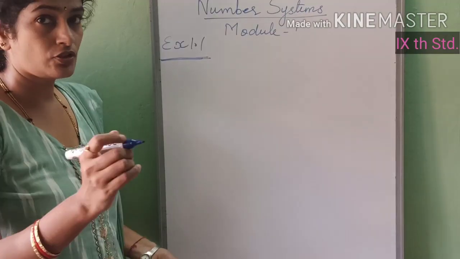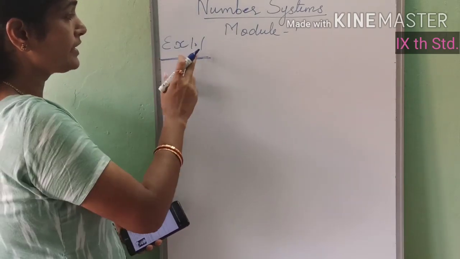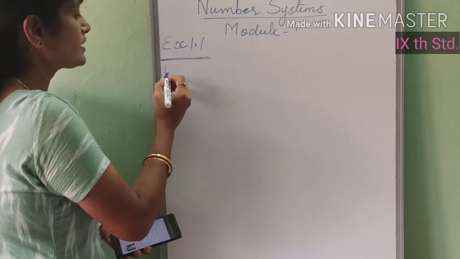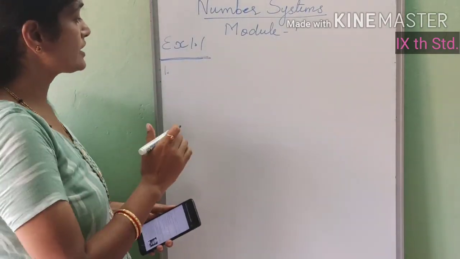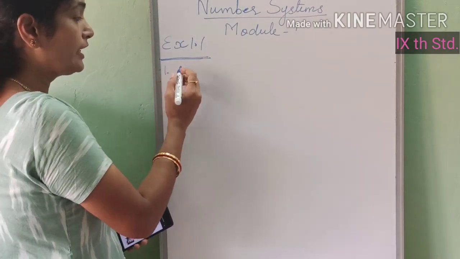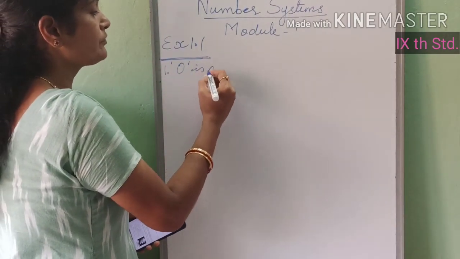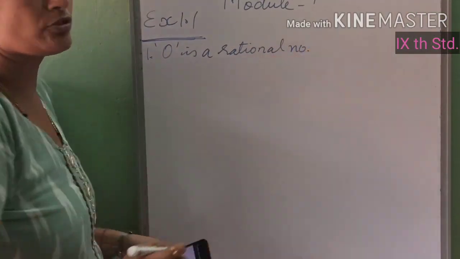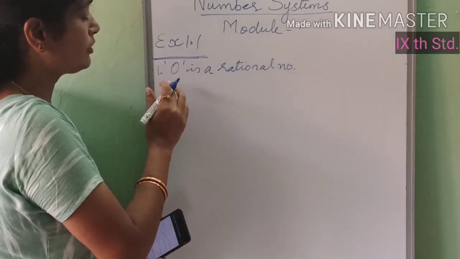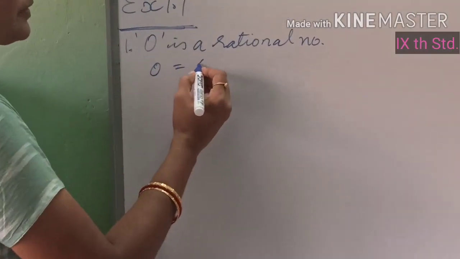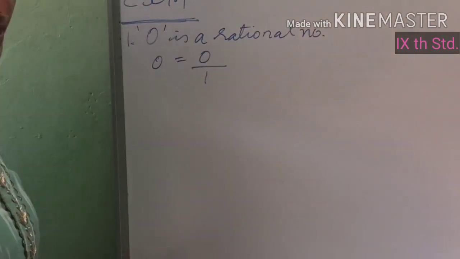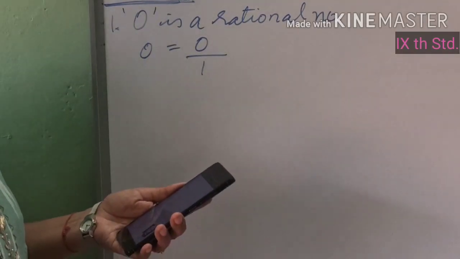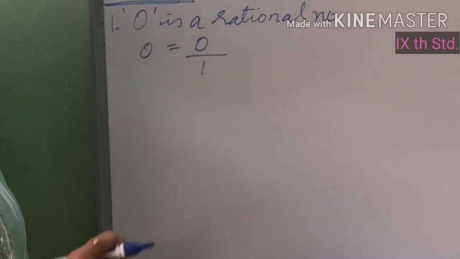Coming to exercise 1.1, first question. See your textbook. What is given there? Is 0 a rational number? Just now we discussed whether 0 is a rational number. Yes, 0 is a rational number. Why? Because any number is said to be rational if it can be represented in the form p by q. So 0 can be represented as 0 by 1, where p and q are integers and q is not equal to 0.